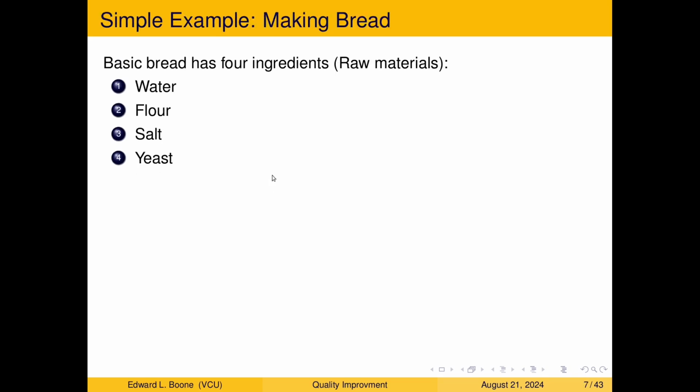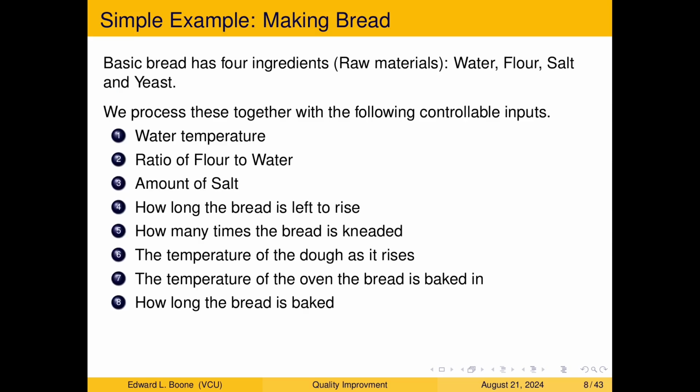Here's a simple example. Nobody makes bread anymore, but bread to make is actually quite an art. It only requires 4 ingredients. So these would be our raw materials. We're going to need water, flour, some salt, and some yeast. I can take these and put them through a process that will ultimately turn it into a loaf of bread.